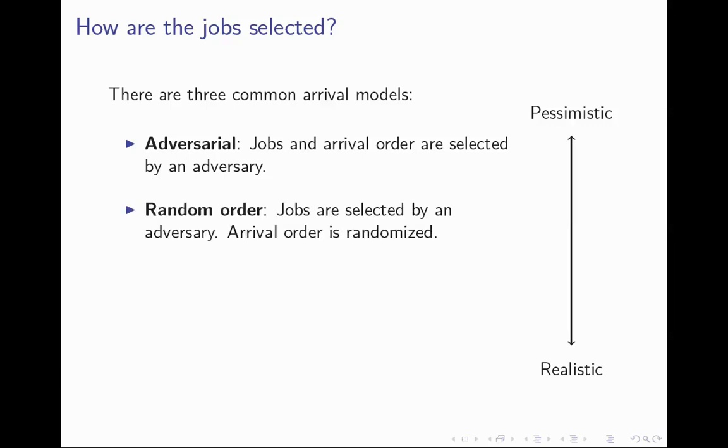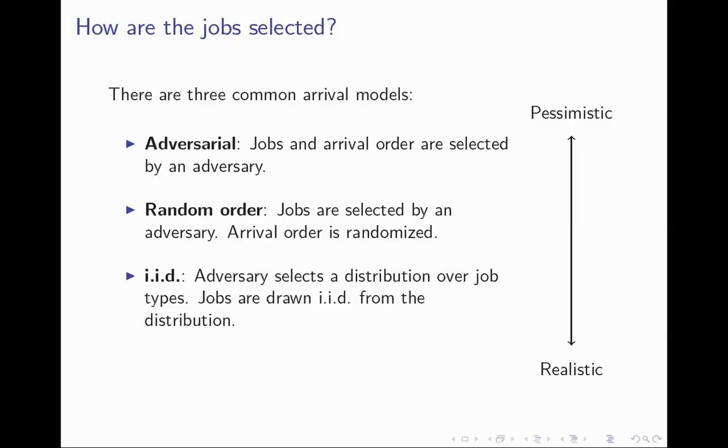You can weaken this slightly to the random arrival order model. In this model, the adversary, again, is allowed to choose the jobs, but no longer chooses the order in which those jobs arrive. And finally, there's the i.i.d. model, where the adversary doesn't necessarily select jobs, but selects job types. And then jobs are drawn i.i.d., independently and identically distributed, from that distribution.